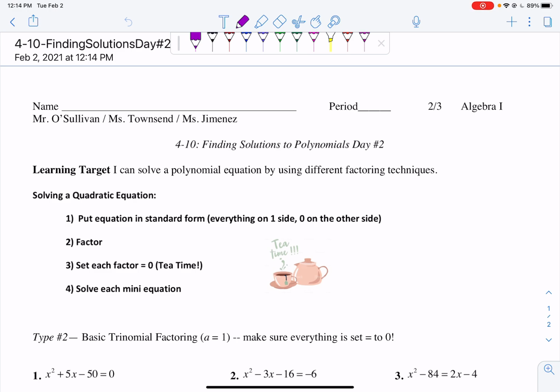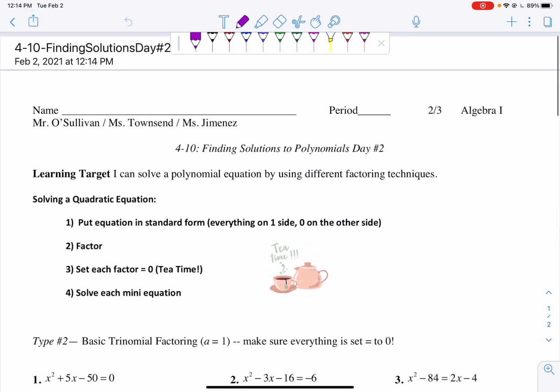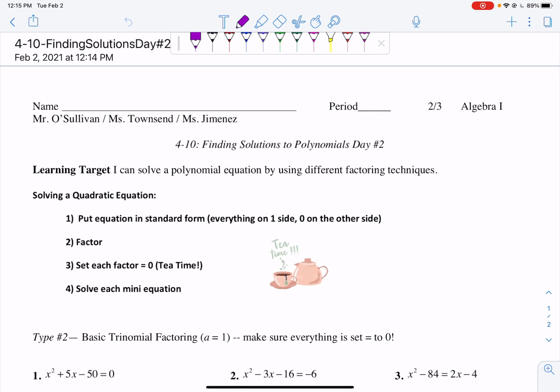So we're going to be putting together two more factoring techniques that we learned about in this unit, basic trinomial factoring and difference of two squares. These questions are a little more difficult because it's the end of our unit, so please make sure you understand how to do these problems, and we're doing them on Zoom.